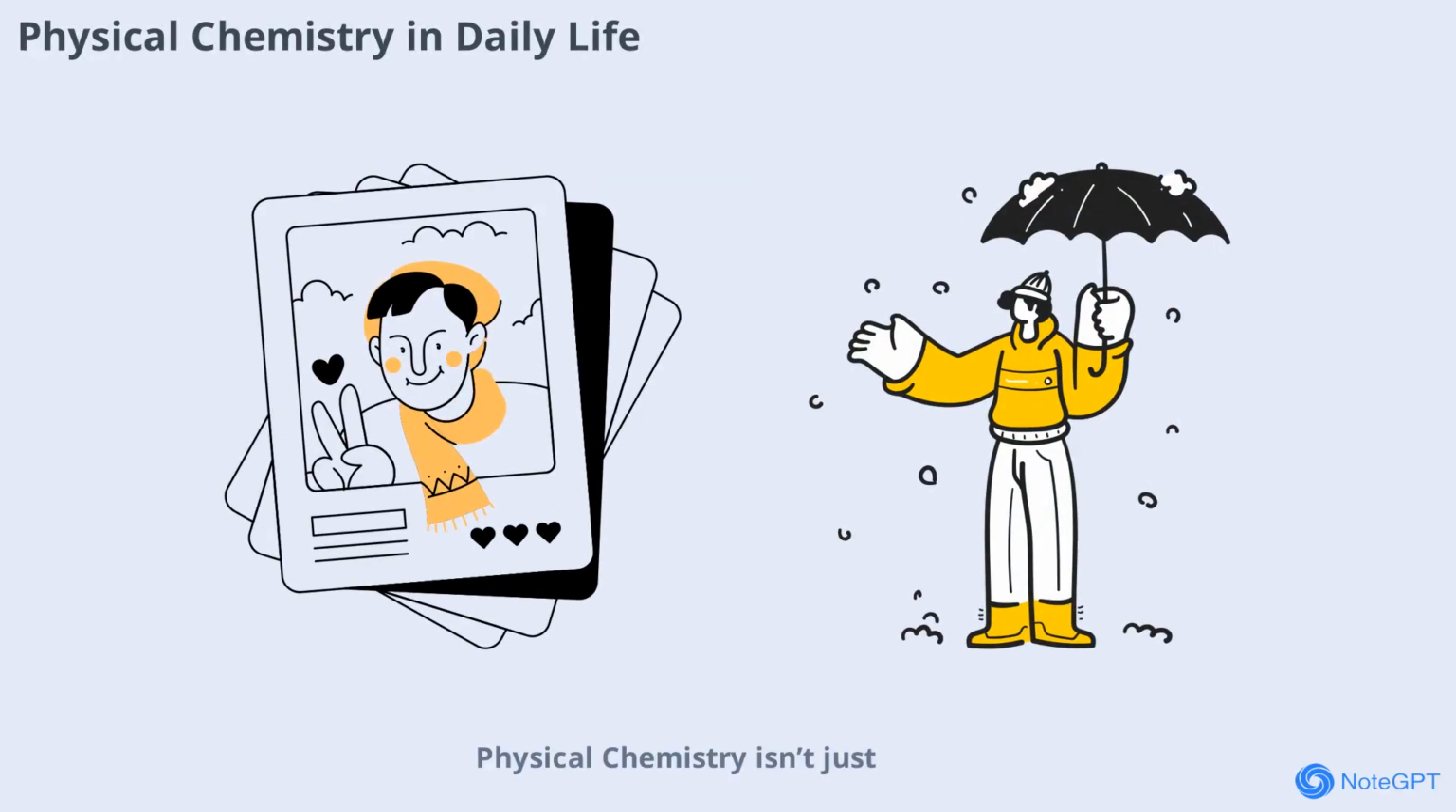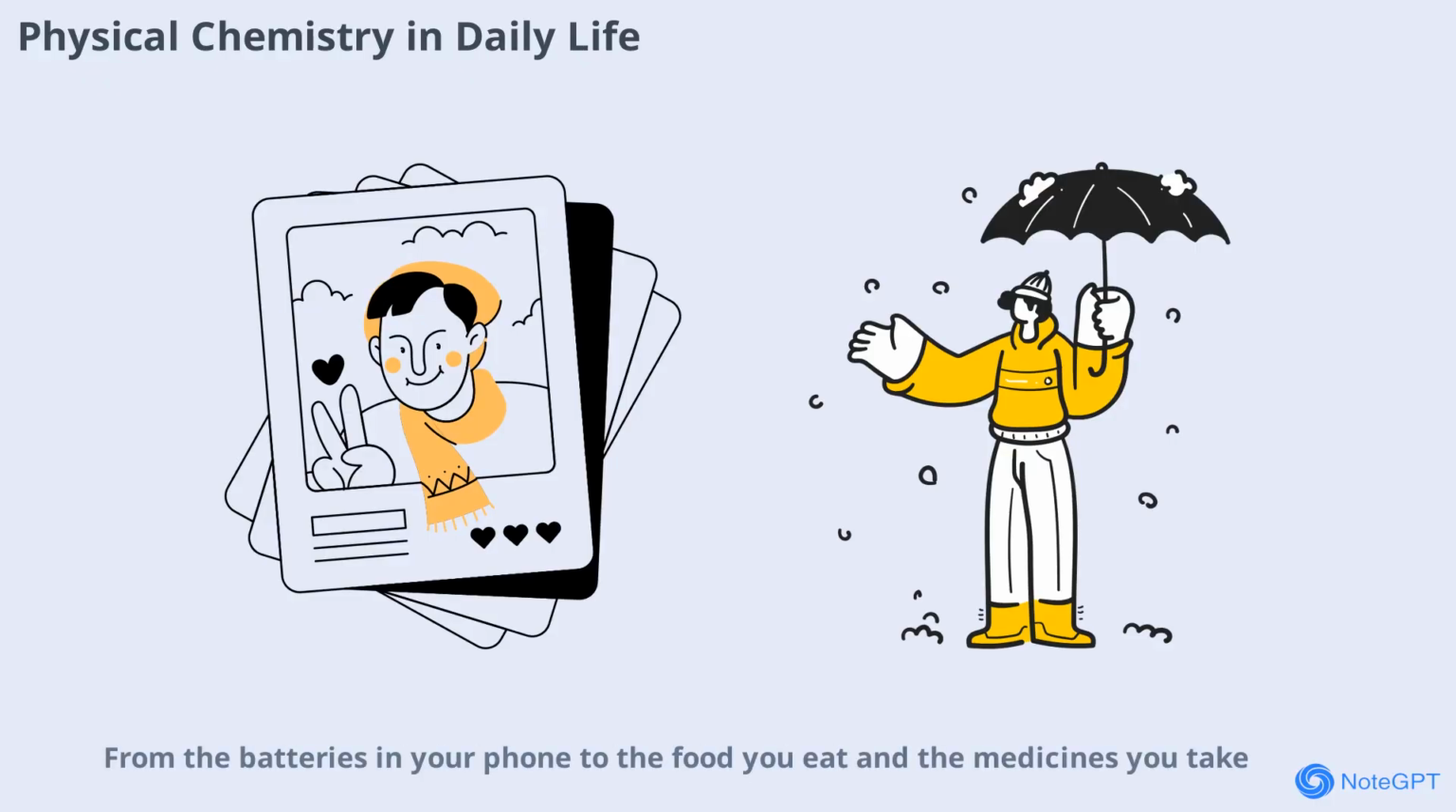Physical chemistry isn't just theoretical, it has real-world applications everywhere. From the batteries in your phone to the food you eat and the medicines you take, the principles we've discussed play a role. Understanding these concepts helps you appreciate the science behind everyday phenomena and prepares you for advanced studies.